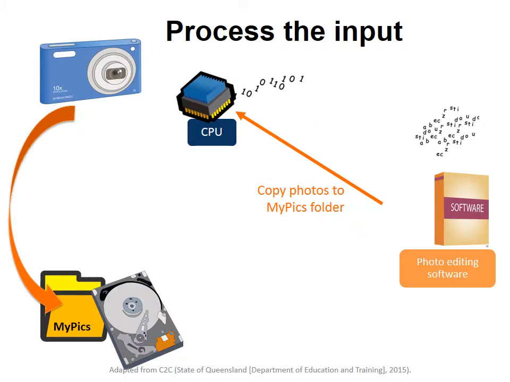The software sends a message to the CPU telling it that the photo needs to be copied from the camera to the MyPics folder. Now the CPU knows which folder. It looks up the folder address on the hard drive.